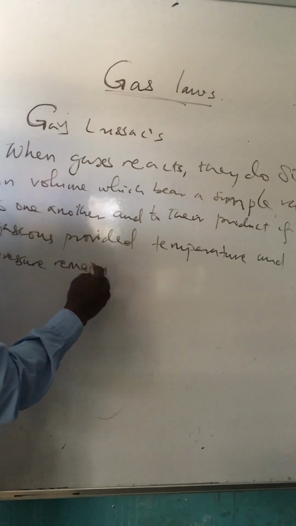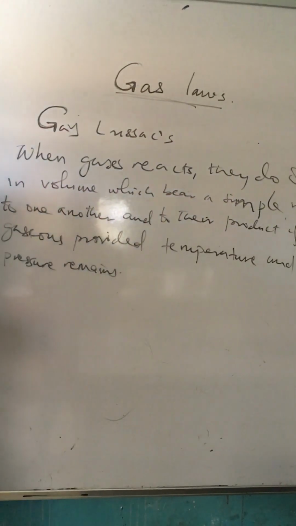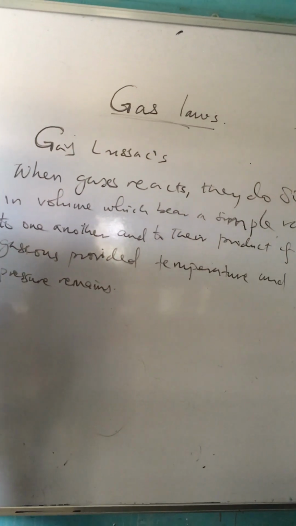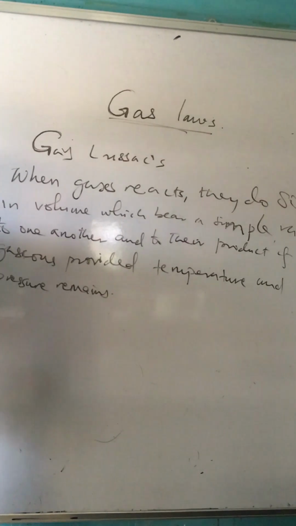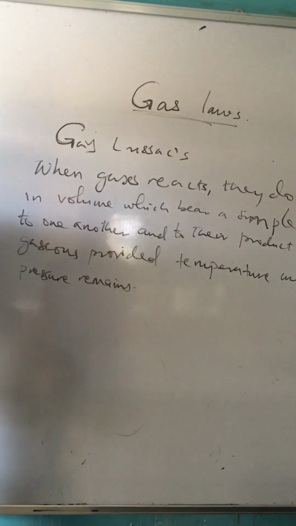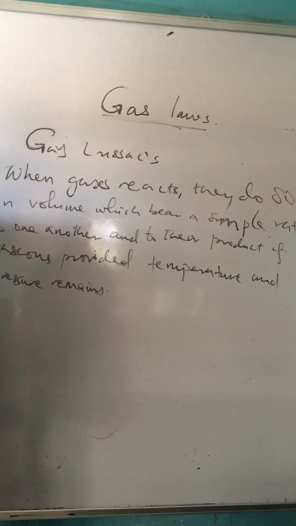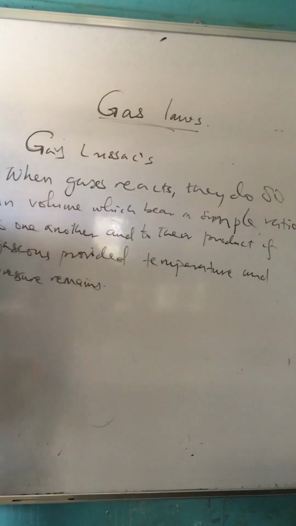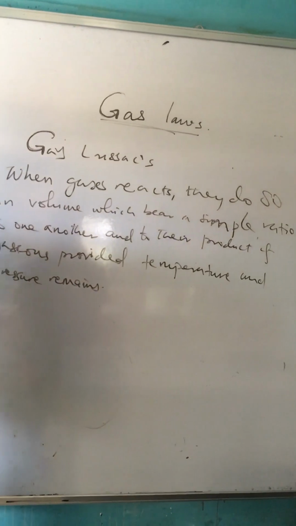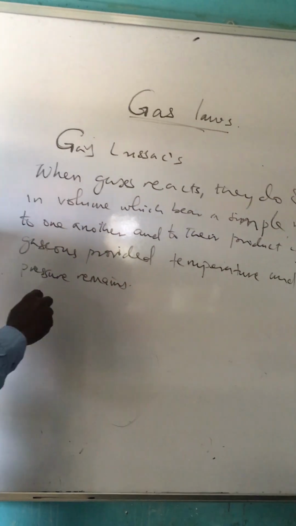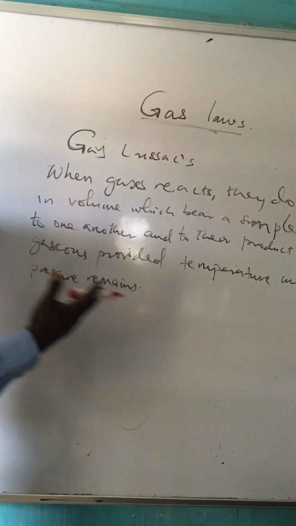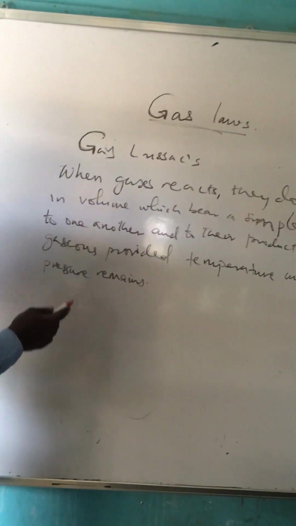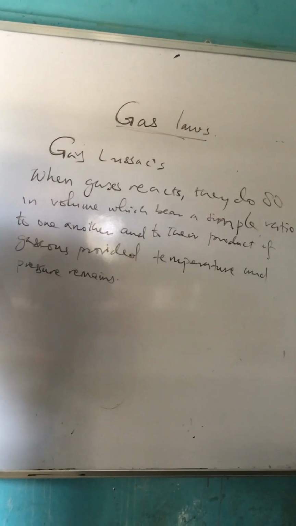When gases react, they do so in volumes which bear a simple ratio to one another and to their products if gaseous, provided temperature and pressure remain constant. That is Gay-Lussac's law. What it's simply telling us is that gases will react in ratios. For instance, let's look at an example.